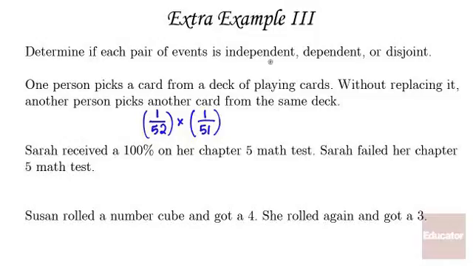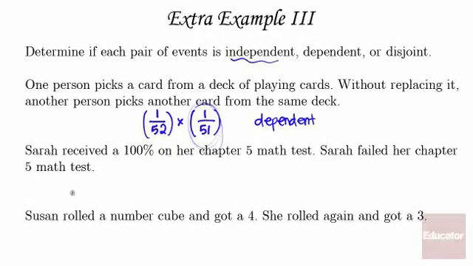Now, here, all we want to know is if the two events together are independent, dependent, or disjoint. See how the second event here is affected by the first event because the card was not replaced? It's not put back in, so now there are fewer cards. So the card that the second person picks might be different. It's affected. So this would be a dependent event. Okay, these are dependent events.